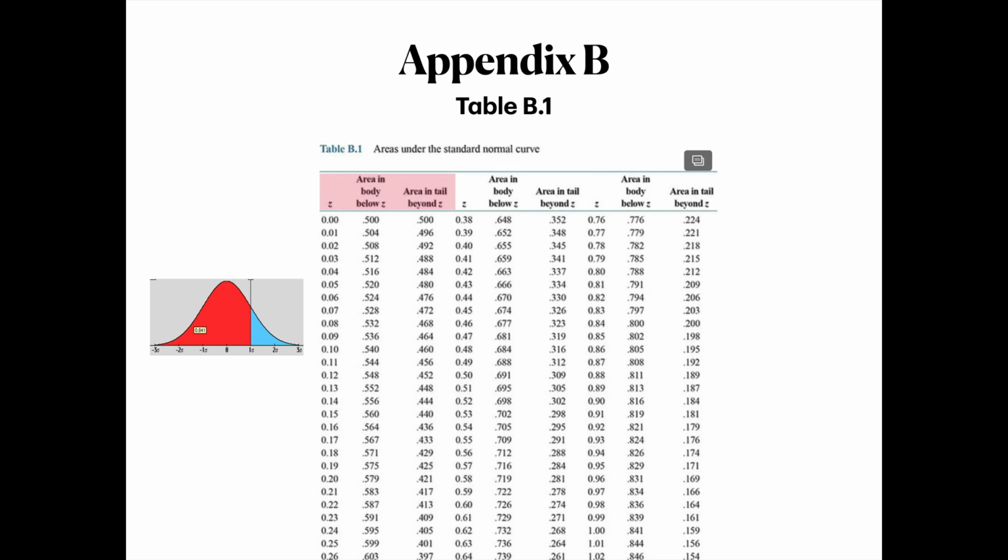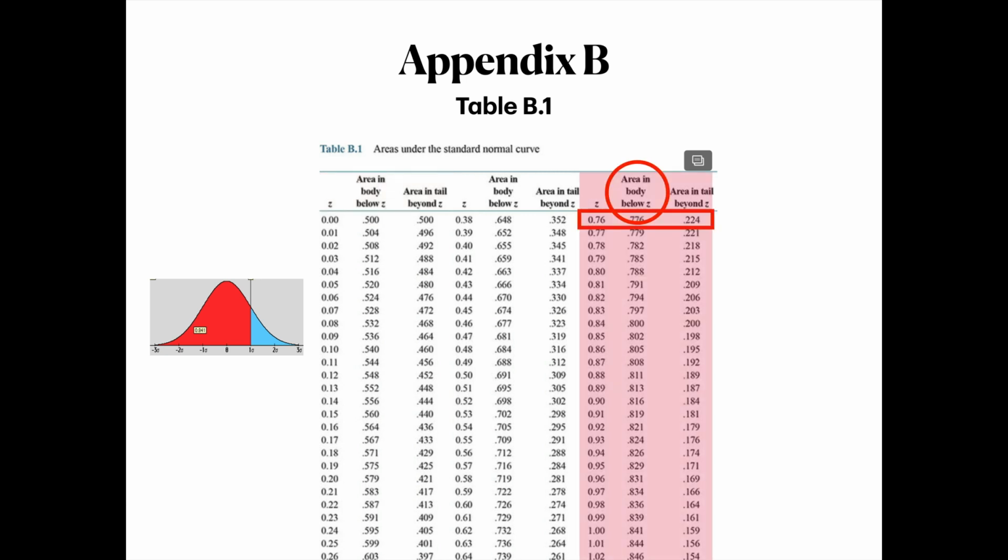Well, if you look at these 3 columns that get repeated, the Z score, the area in the body below the Z, and the area in the tail beyond the Z. The area in the body below the Z corresponds to what I have on my curve in red. The line going down at 1 standard deviation above the mean is the Z score right there, and below it, the body is the part in red. The part in the tail beyond the Z is the part in blue.